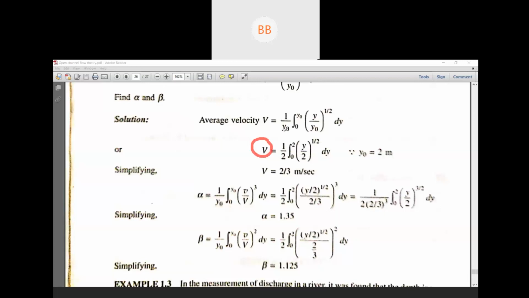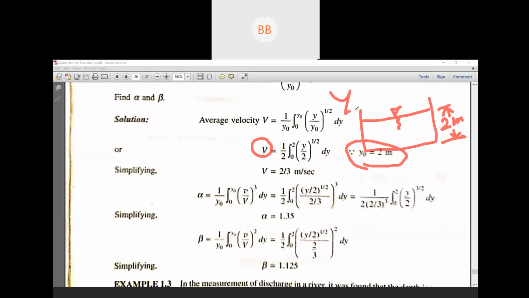the y naught value is given as 2 meter. The depth of flow in that particular rectangular channel is 2 meter. That is given in the question, so y naught is equal to 2. Now in this equation we are going to substitute y naught equal to 2.